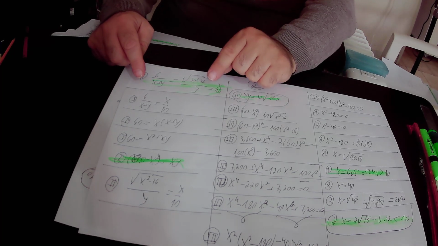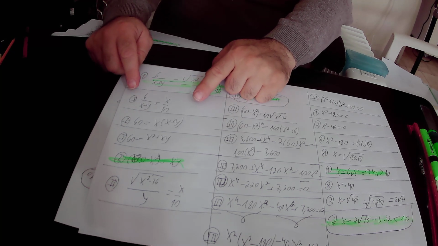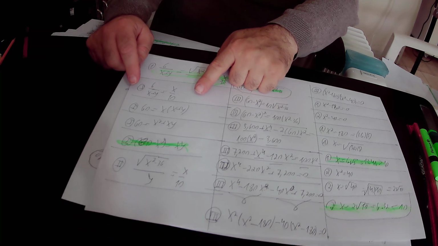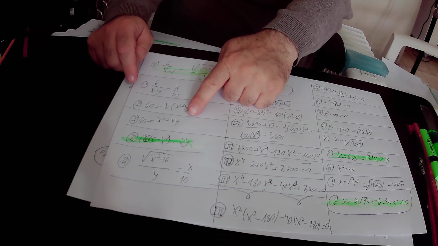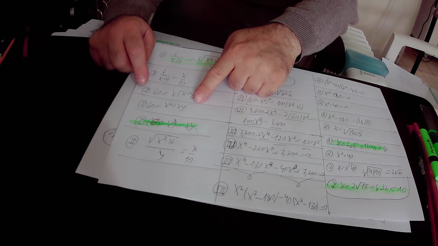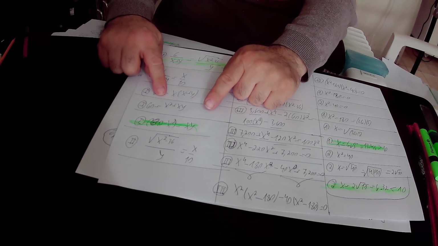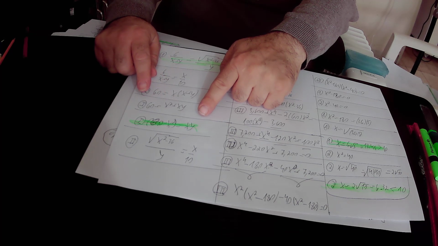We cross-multiplied this equation, and we got that 6 times 10 is 60, and 60 must be equal to x times x plus y. We opened the brackets on this side of the equation, and we got that 60 equals x times x, which is x squared, plus xy. We subtracted x squared from this equation, and we got that xy equals 60 minus x squared.